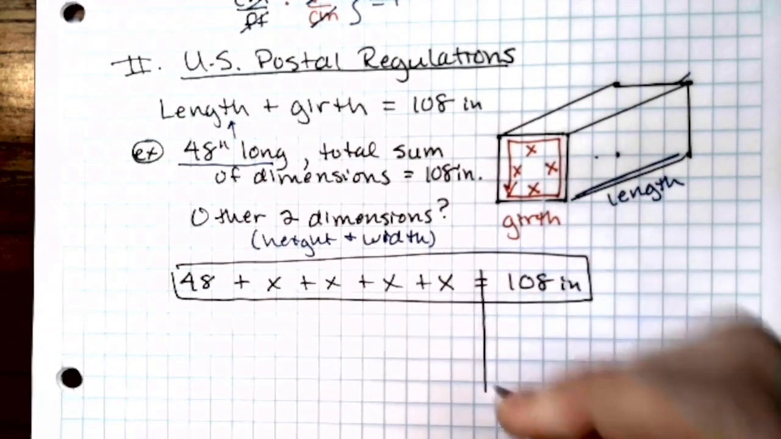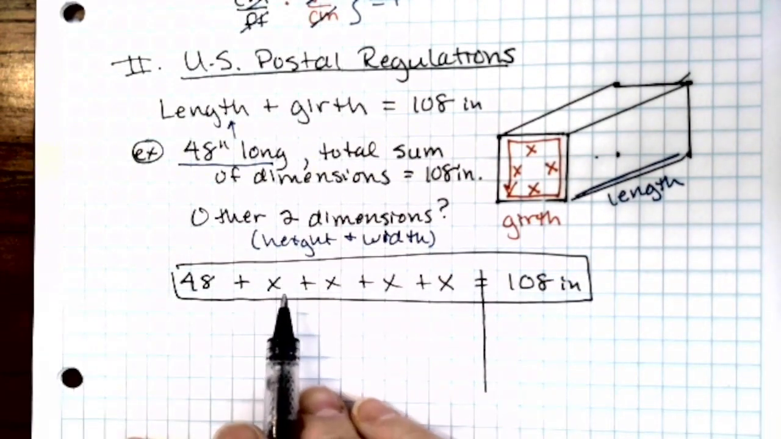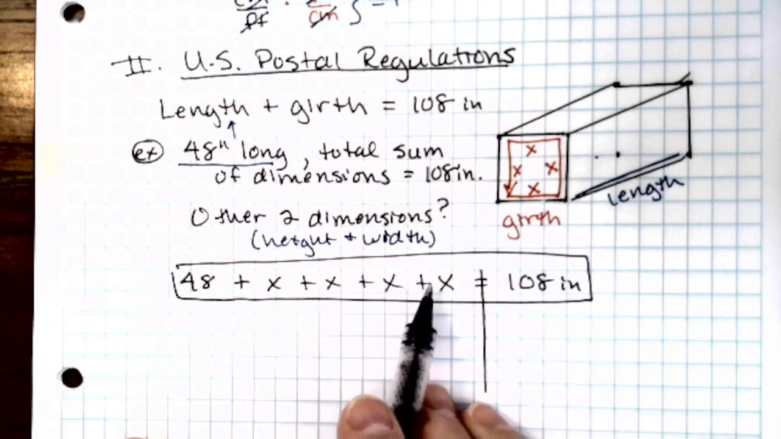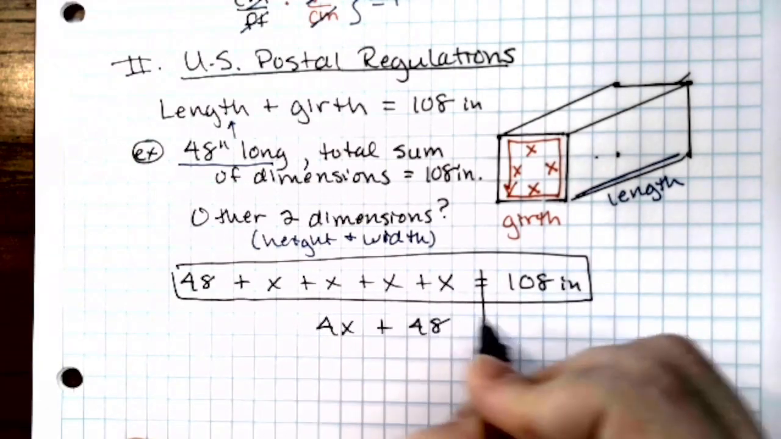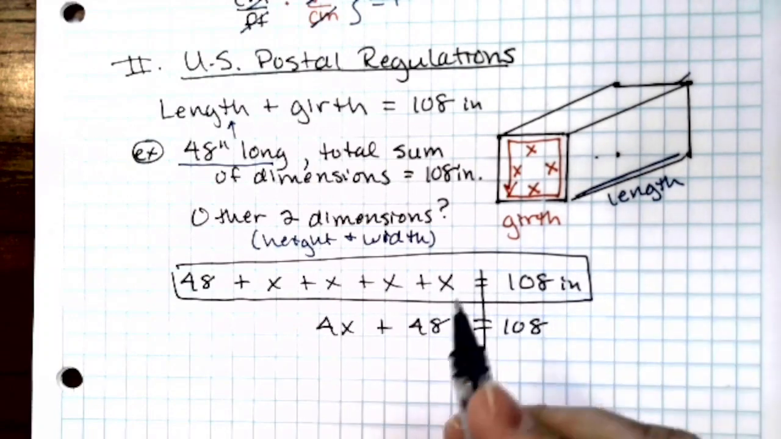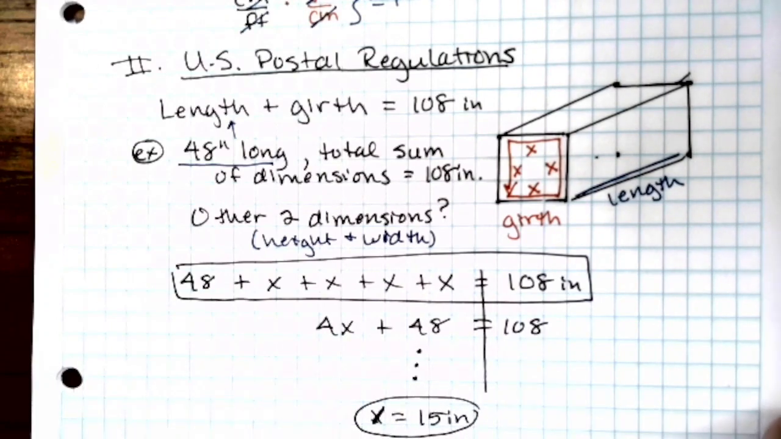We're not going to do the whole thing, but I'm going to start you on it. Simplify first. So x plus x plus x plus x is 4x, plus 48 equals 108. And then you would just finish doing your linear solving. We end up with x equals 15 inches for the height and the width of the package.